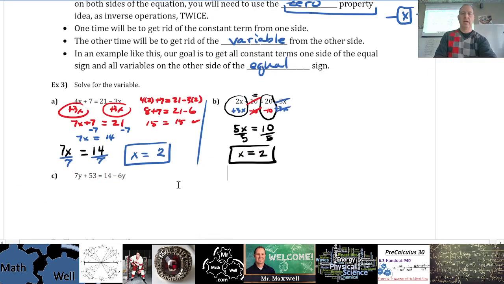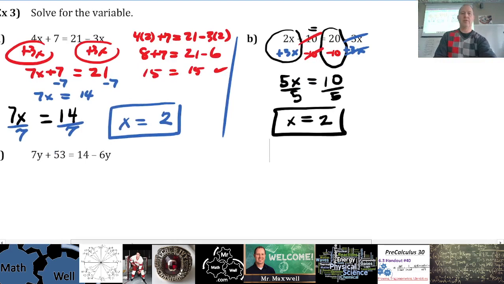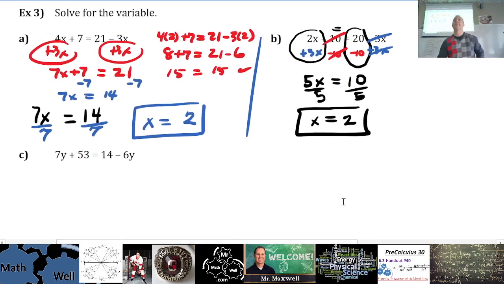All right. Any questions about either of those first two? These are all great questions, by the way, you're asking. I appreciate that. Okay, do C on your own, either in two separate steps or you can do two steps at once, as long as you have it all straight in your mind. Bigger numbers here now. Okay, so get the variable terms on one side, the constant terms on the other.